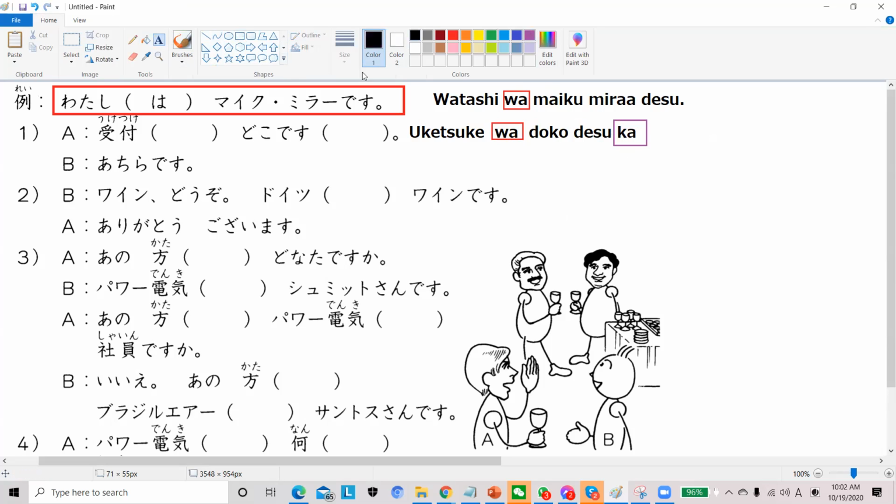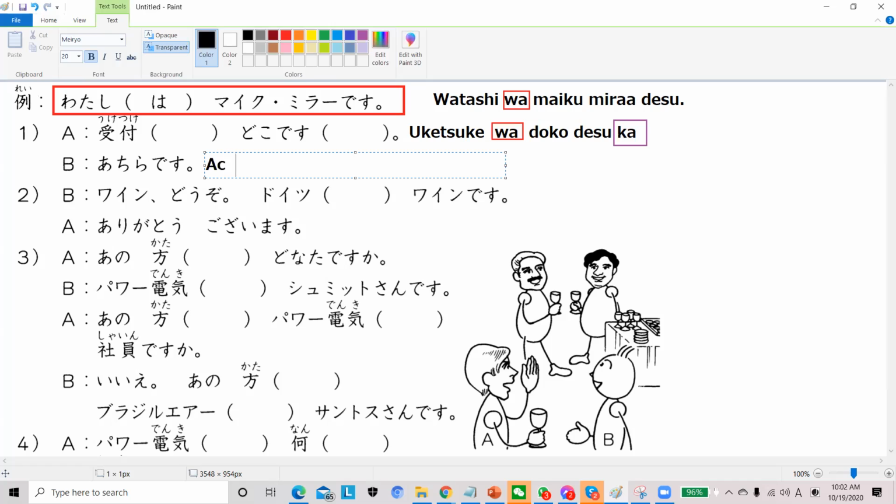What is the answer, Pamela? あちらです。 So we have achira desu. What is uketsuke, Pamela? 受付 is like the reception. So you're asking, where is the reception? For example, you go into the mall and you say, where is the reception?